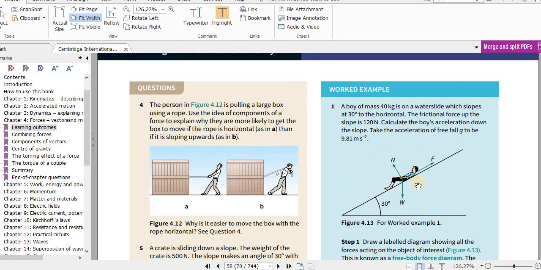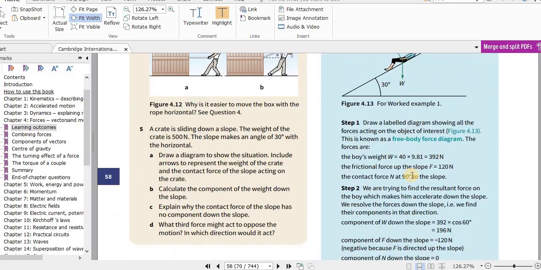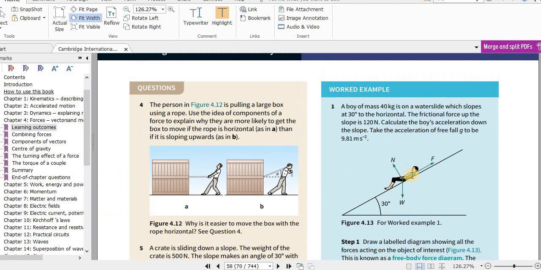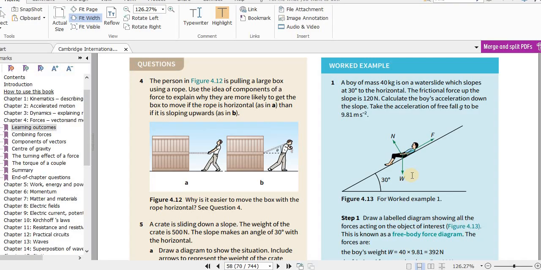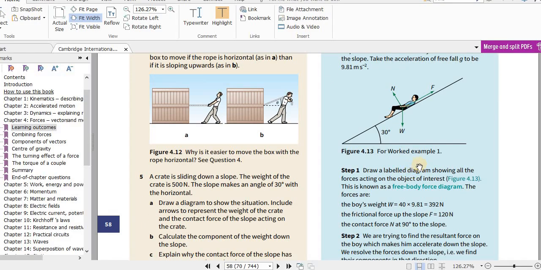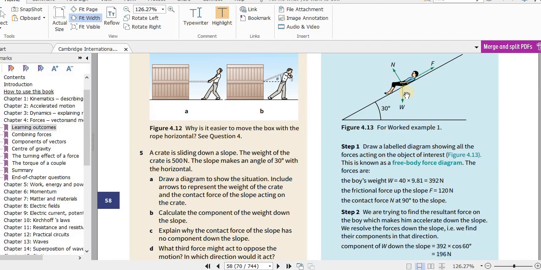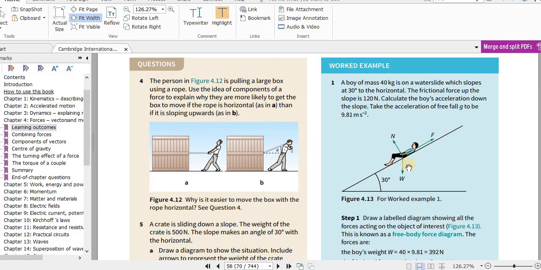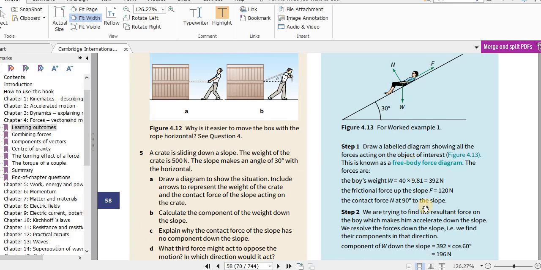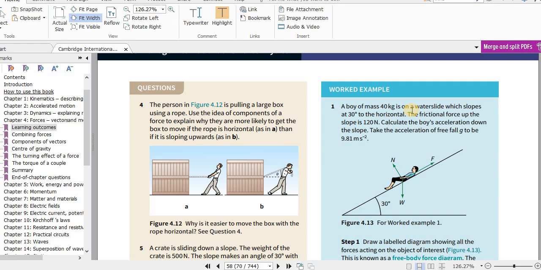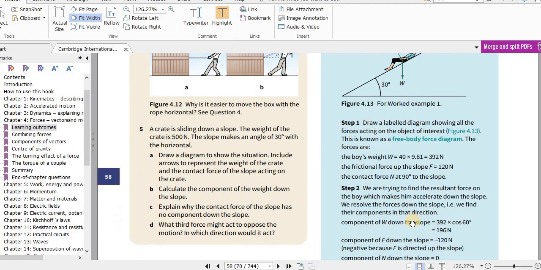Okay, first thing is sketch a diagram, then you can draw the lines of action of the forces and resolve the forces in the directions down the plane and perpendicular to the plane. Okay, so the boy's weight is 40 into 9.81, 392 this way. Frictional force up the slope is the force F, and they have given that as 120 newtons.